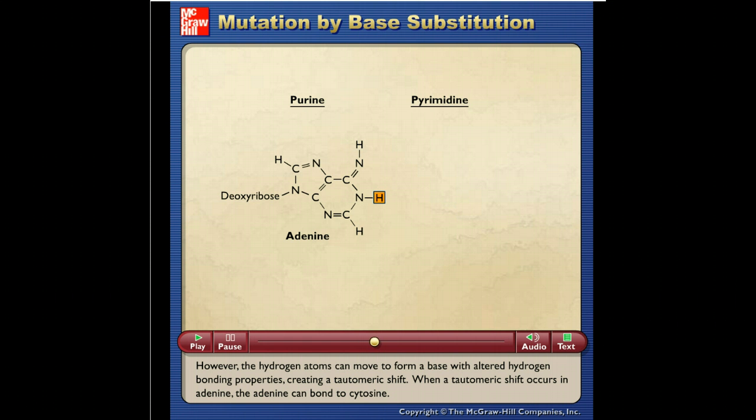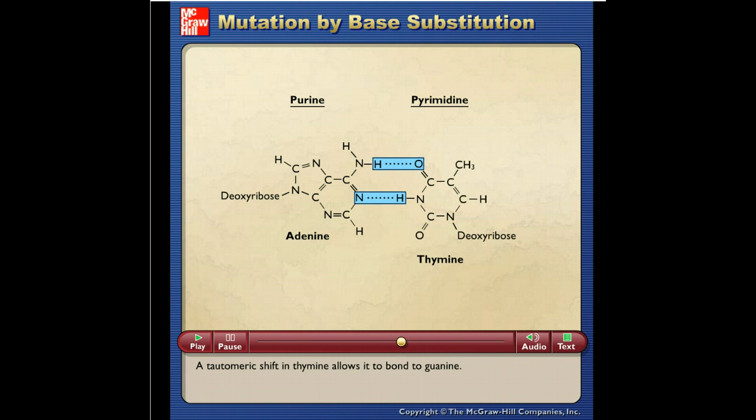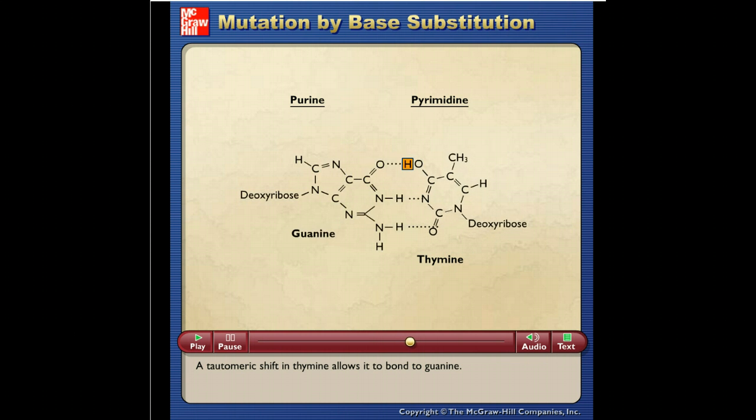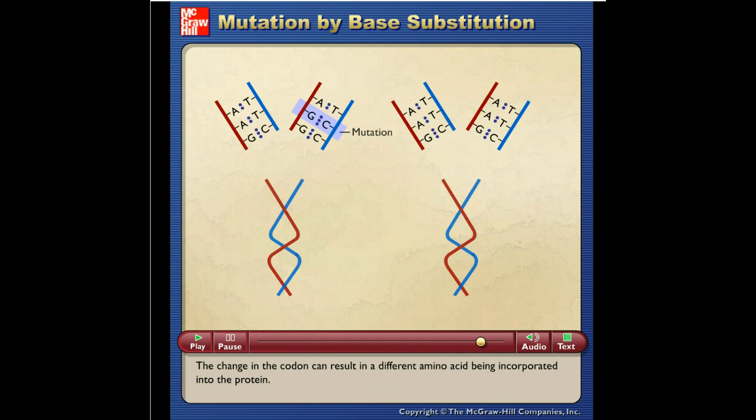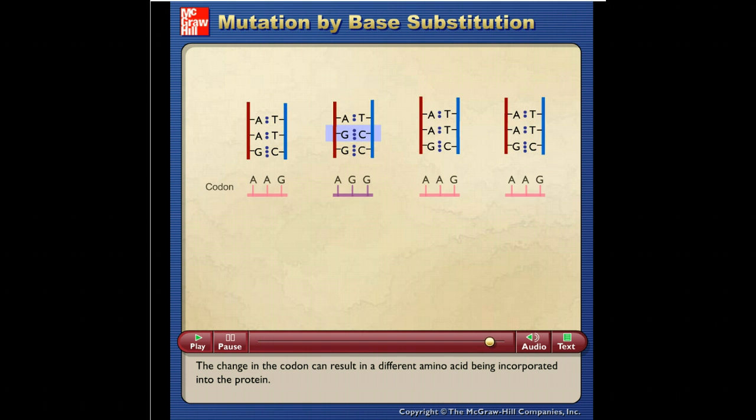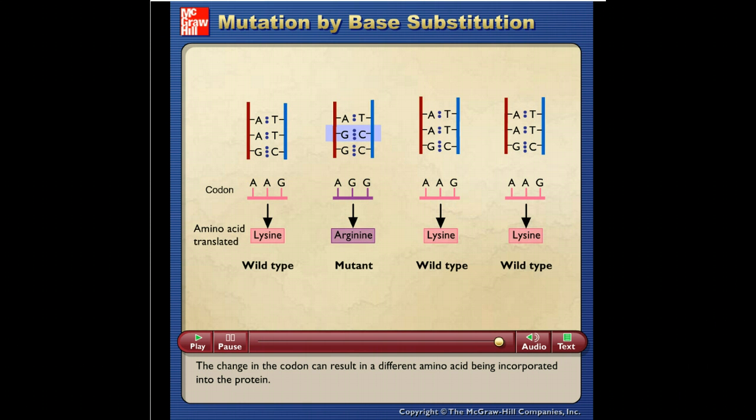When a tautomeric shift occurs in adenine, the adenine can bond to cytosine. A tautomeric shift in thymine allows it to bond to guanine. This error in DNA replication is passed on to the cell's progeny. The change in a single nucleotide in the DNA results in a change in the corresponding nucleotide in messenger RNA. The change in the codon can result in a different amino acid being incorporated into the protein.